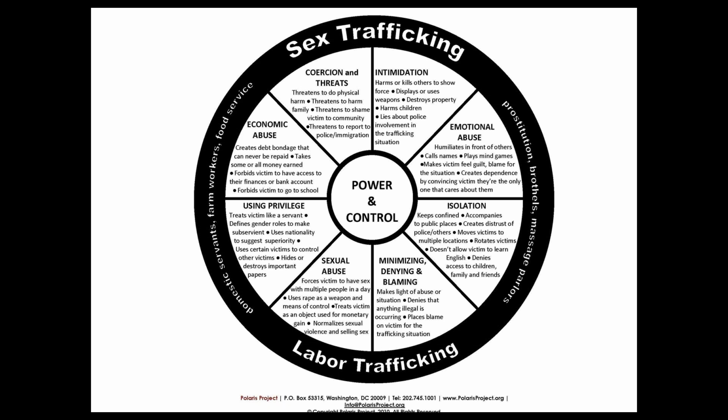Examples of fraud can be found under minimizing, denying, and blaming, such as making light of the abuse or situation, or denying that anything illegal is occurring, or even placing the blame on the victim for the trafficking situation. Using privilege is another way to help perpetuate the fraud and either recruit the victim into the trafficking situation or enable that cycle of abuse, such as treating the victim like a servant or defining gender roles to make them subservient, using nationality to suggest superiority or credibility, using certain victims to control other victims, or hiding or destroying important papers.